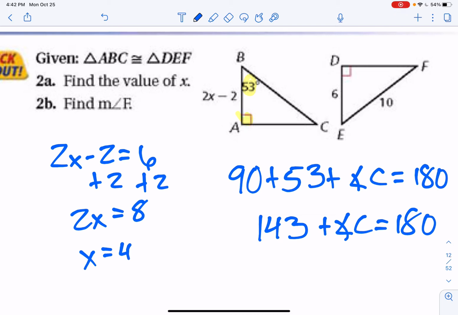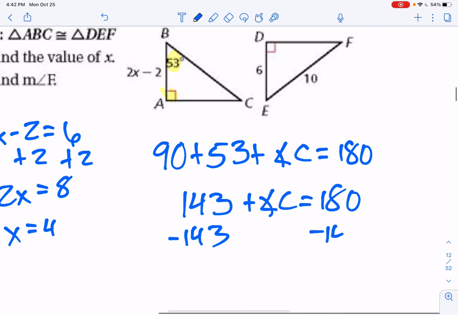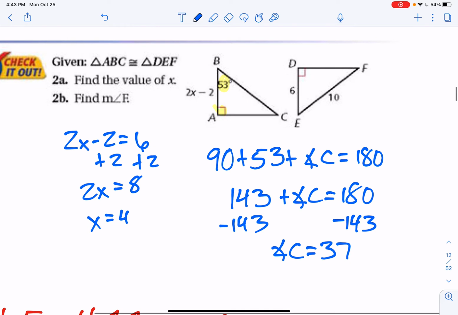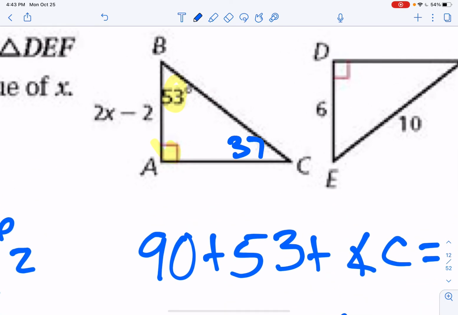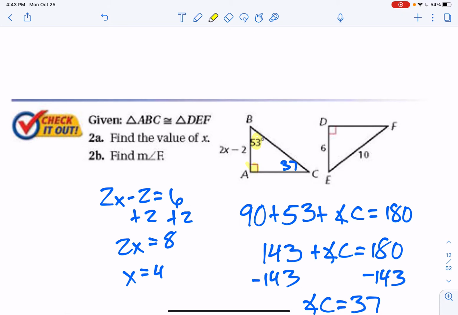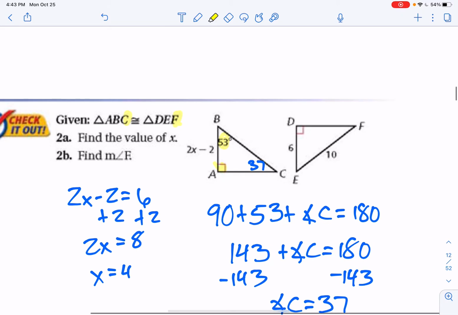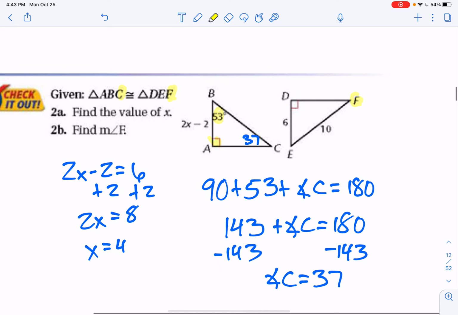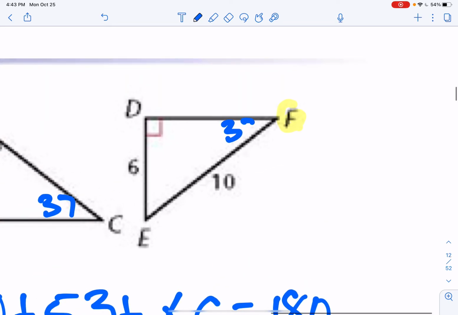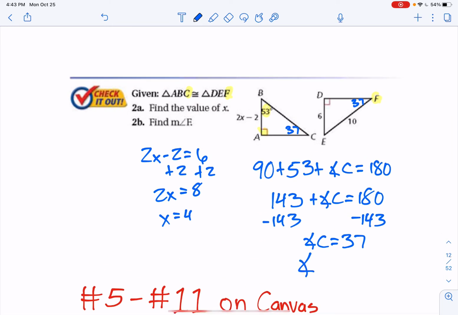And then I can subtract 143 from both sides. And we get angle C equals 37. Well, if angle C equals 37, and again, C is congruent to F, then I know F must also be 37. So angle F equals 37. There we go.